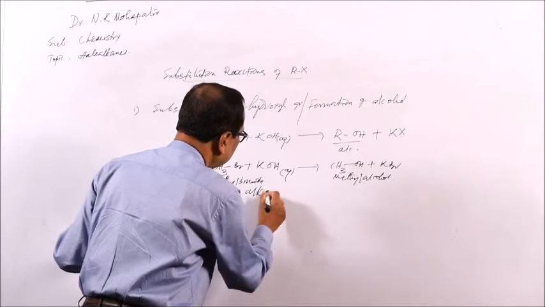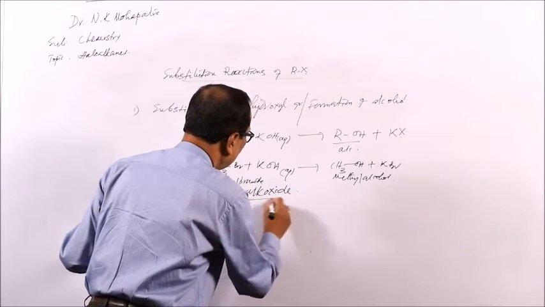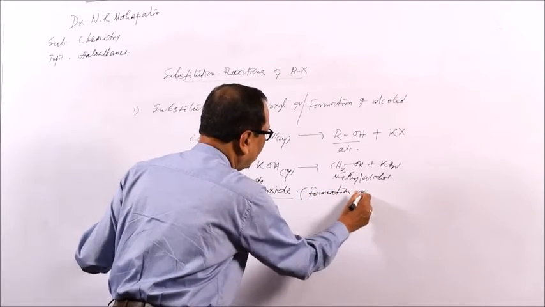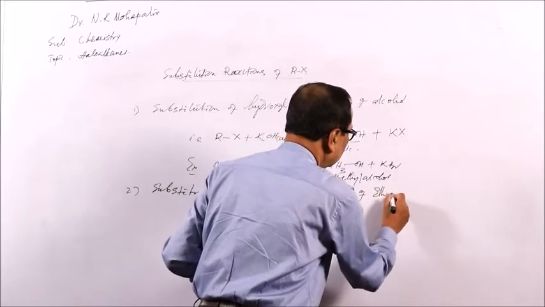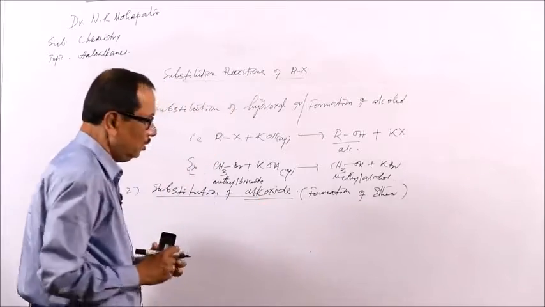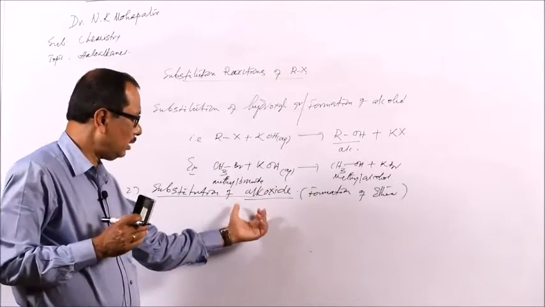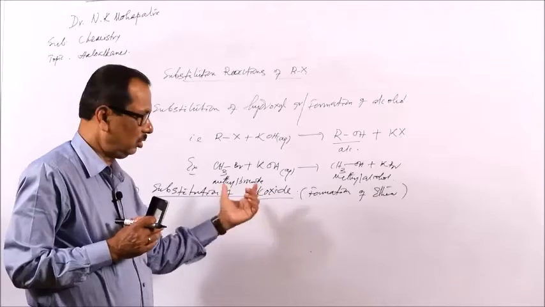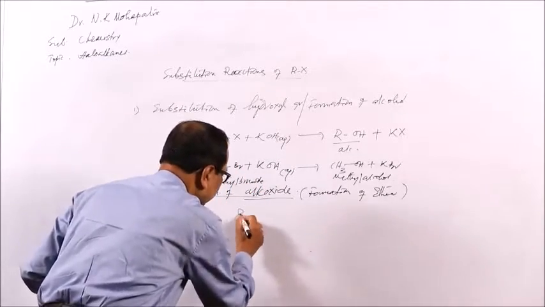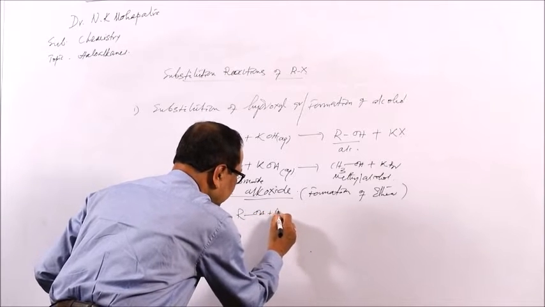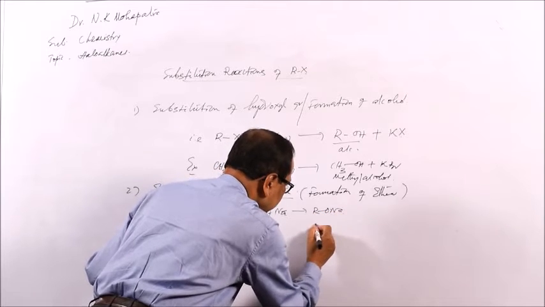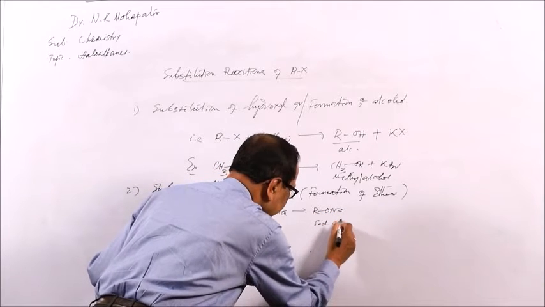alkoxide, or in other words you can say formation of ether. Alkoxides are derivatives of alcohol. When alcohol is treated with metallic sodium, we get sodium alkoxide, ROH plus metallic sodium, we get RONa. This is your sodium alkoxide.